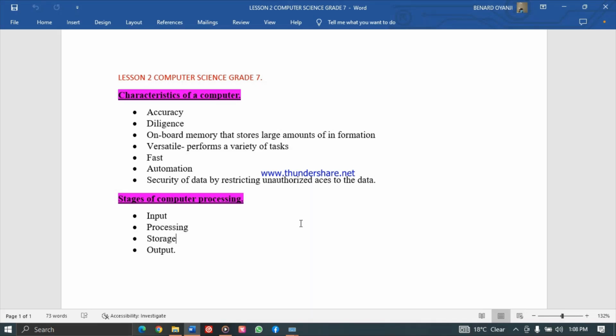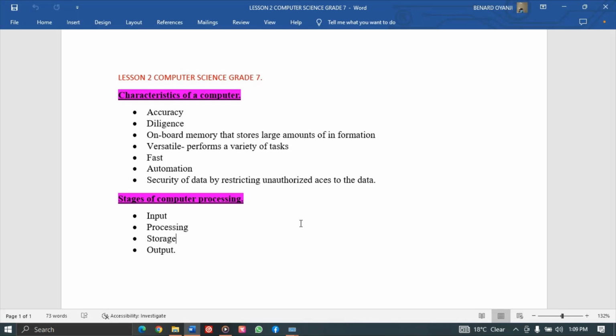And then you have automation. This simply comes from the word automatic. This means that some things just take place on their own. For example, an alarm system. An alarm just rings when the time comes. For example, you've set your alarm at a certain time. When that time comes, it turns on. So that's what you call automatic or automation. So a computer also has automation as a characteristic.